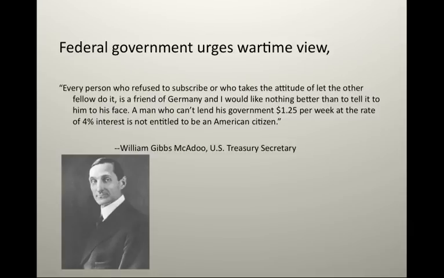Listen to William Gibbs McAdoo, the U.S. Treasury Secretary. He's talking about the Liberty Loan, these wartime bond sales, and he says, every person who refused to subscribe, or who takes the attitude of let the other fellow do it, is a friend of Germany, and I would like nothing better than to tell it to him to his face. A man who can't lend his government $1.25 per week at a rate of 4% interest is not entitled to be an American citizen. So some tough talk there from McAdoo, suggesting, I think, publicly, that there was a litmus test for what it meant to be an American, and if you failed that test, then clearly you were to be held in contempt and suspicion by your fellow citizens.